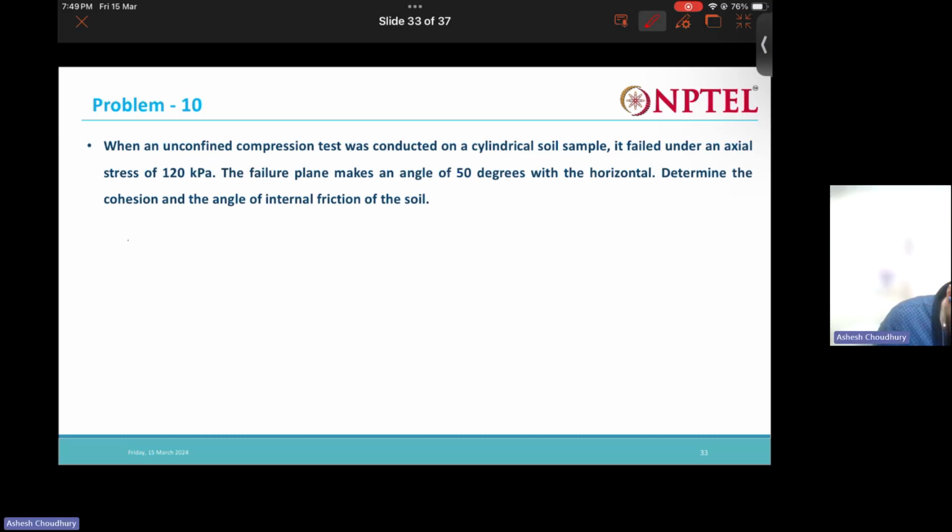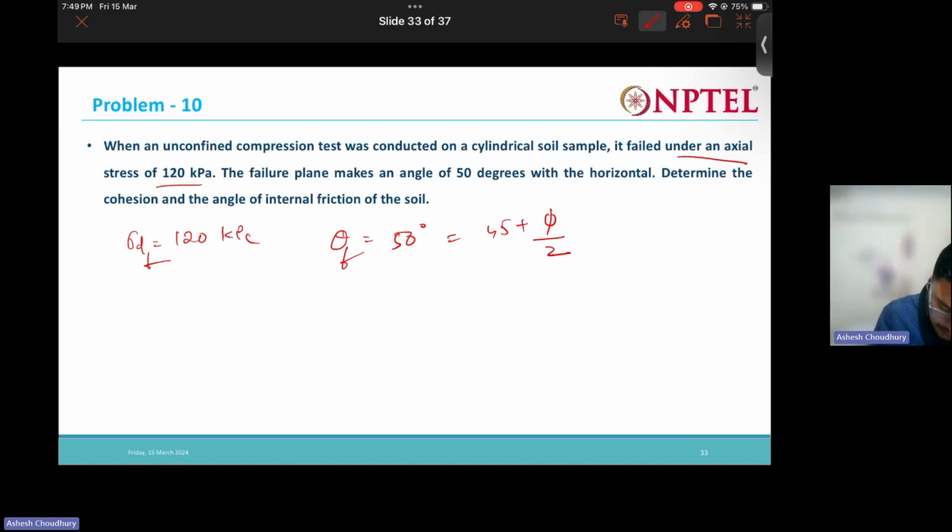So axial stress at failure is 120. The failure plane makes 50 degrees with the horizontal. This is the major principal plane. So from here I can write, phi will be 10 degrees.